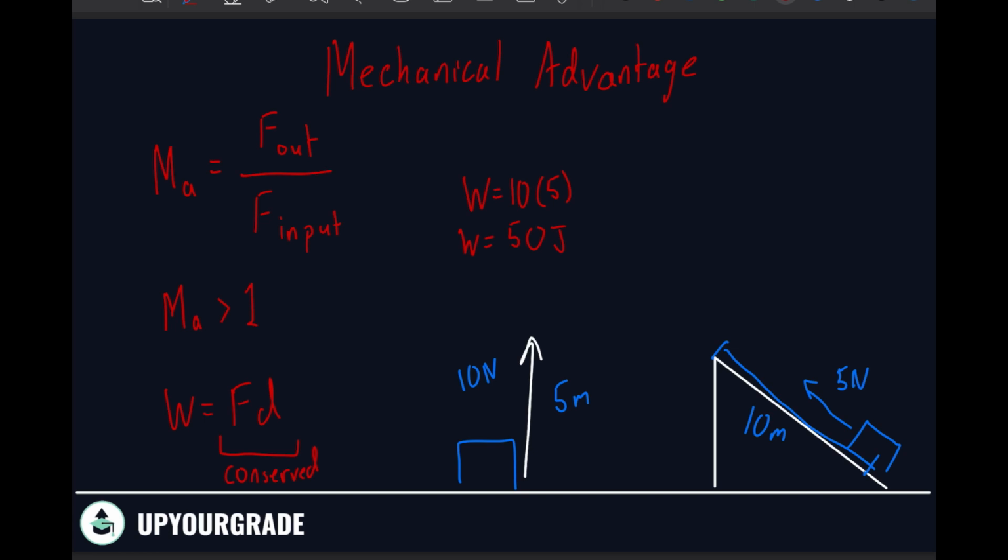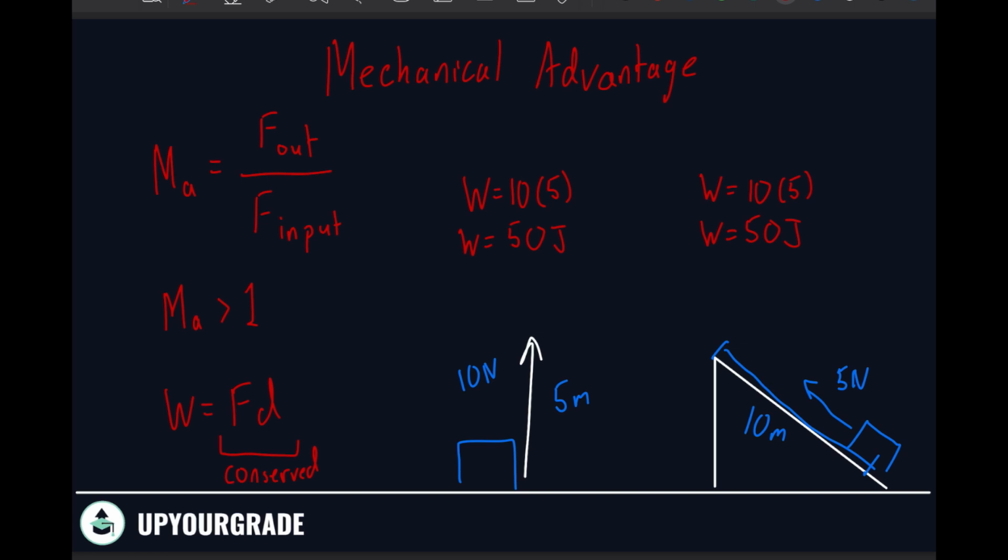And in the second example, it was the same thing, right? Work is equal to 10 times 5. But in this case, it's 10 meters times 5 newtons. And that's equal to, again, 50 joules. So these two examples were the same in that it took the same amount of work to raise the box up 5 meters.